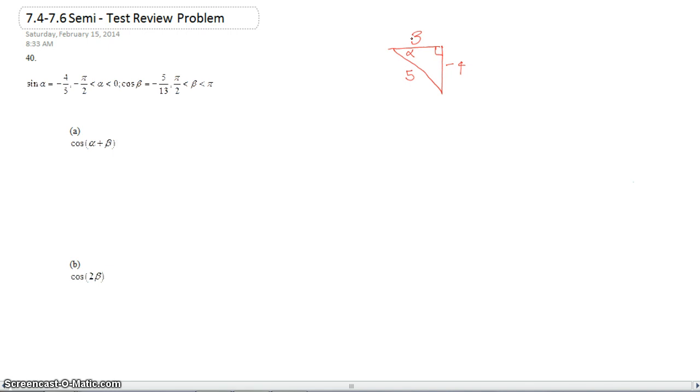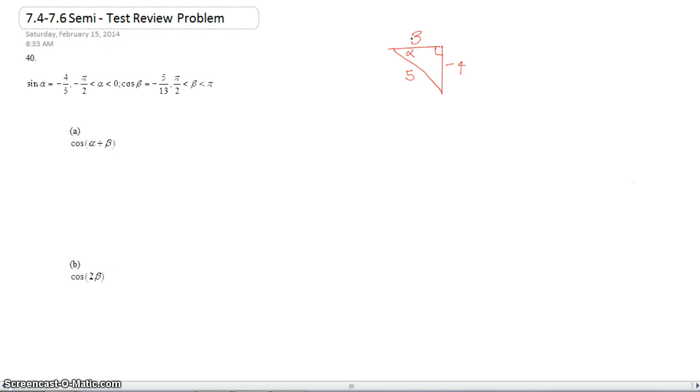And remember that this is in quadrant 4 because negative pi over 2 is the same thing as 3 pi over 2. So alpha is going to be between negative pi over 2 and 0, or 3 pi over 2 and 2 pi. That's quadrant 4.